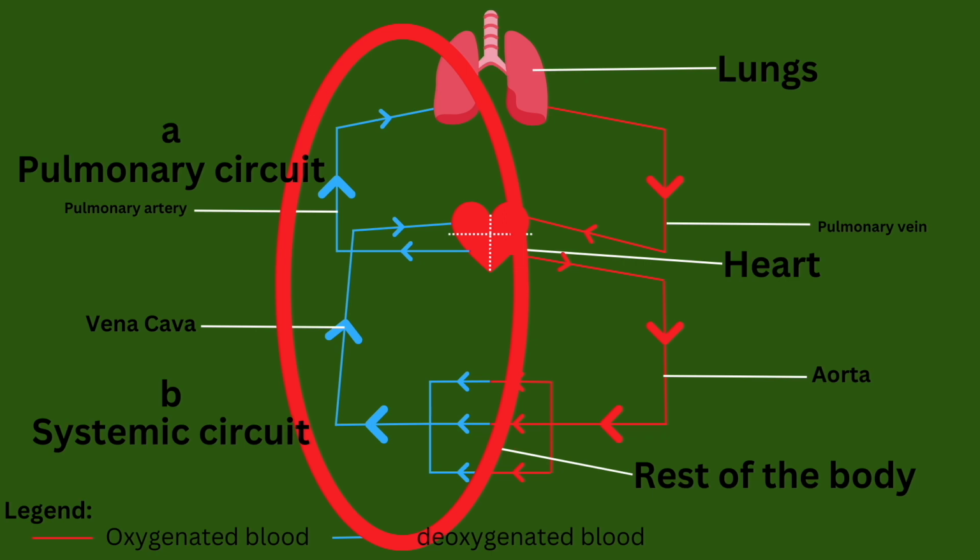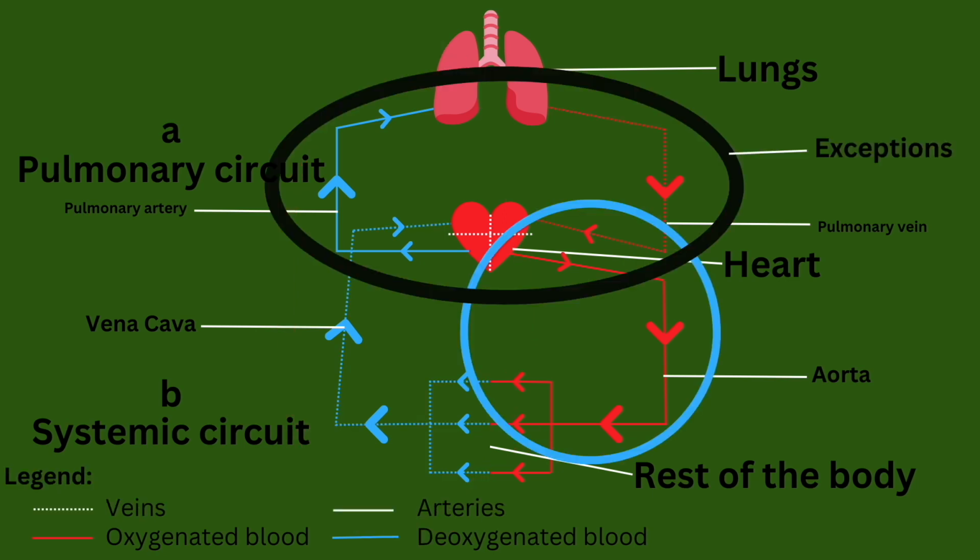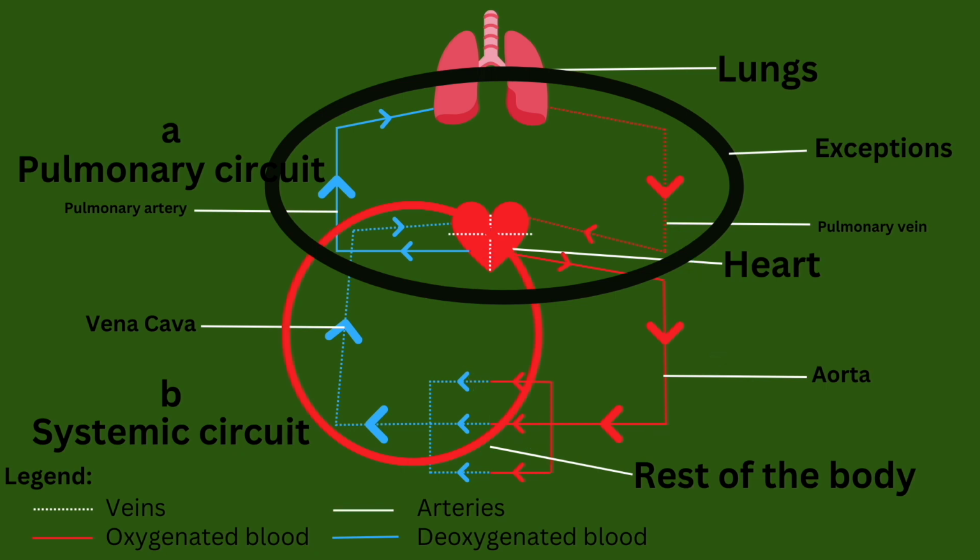I want you to remember very well what I'm going to say. All arteries do not have valves except the pulmonary arteries, and all veins have valves except pulmonary veins. Systemic veins have what we call the valvula venosa, or valves in veins.